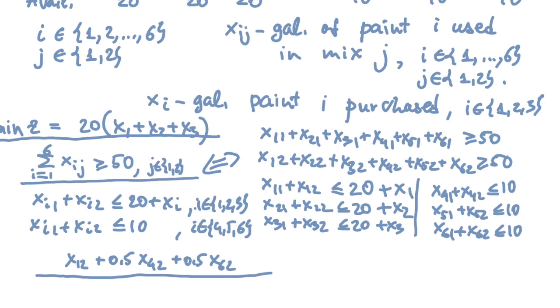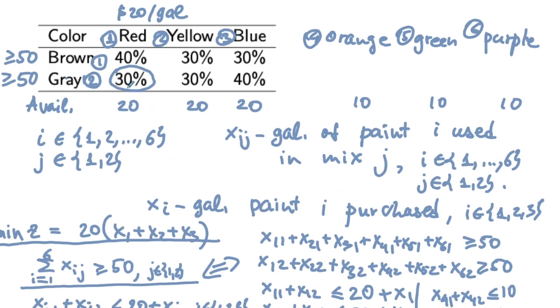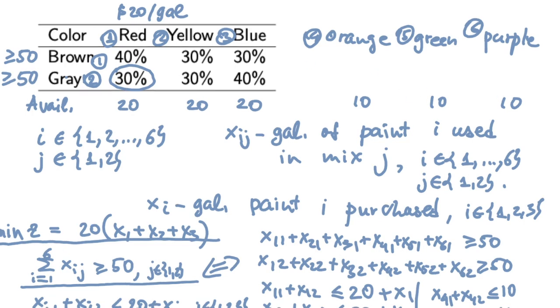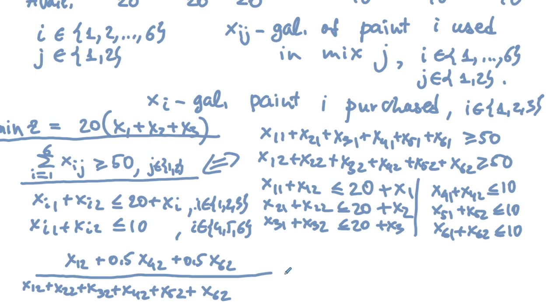Let's write down the amount of gray mix explicitly. So we'll have x12 plus x22 plus x32, x42, x52, and x62. And this ratio has to be equal to exactly 0.3 because the percentage of red in the gray mix is supposed to be 30. So this ratio is 0.3.